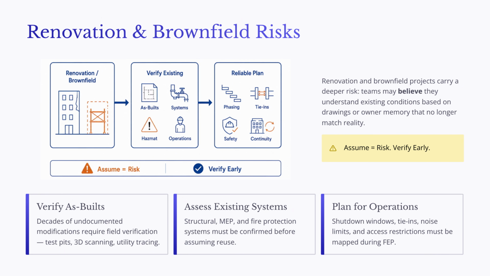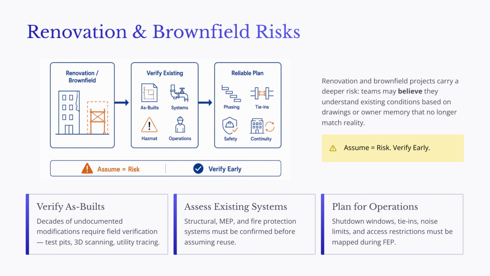In renovation and brownfield work, assumption is risk. Verification must happen early. First, the team must verify as-built information. Older facilities often contain decades of undocumented modifications. Pipe routes, ductwork, electrical panels, wall assemblies, and structural openings may have changed over time. Field verification may require test pits, selective demolition, utility tracing, ground-penetrating radar, or 3D laser scanning.